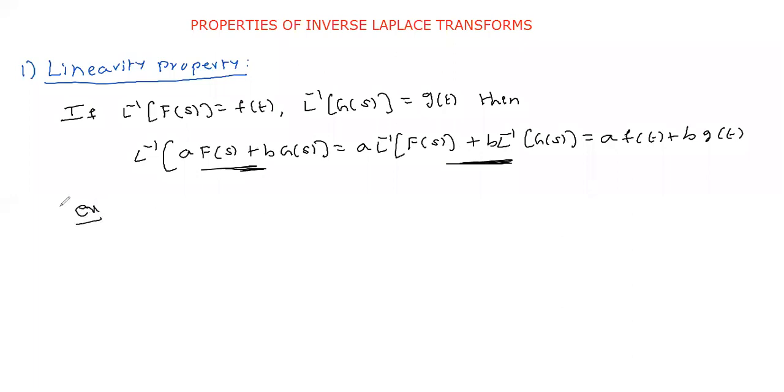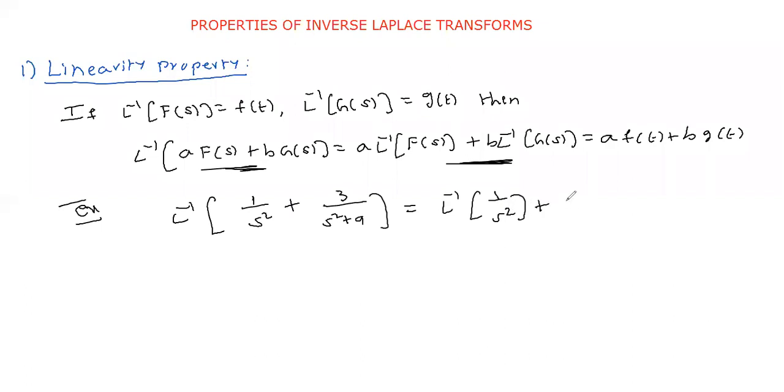For example, if I want to write L inverse of 1 by s square plus 3 by s square plus 9, how can I find out the L inverse of this? Just apply the linearity property. So L inverse of 1 by s square plus 3 times L inverse of 3 by s square plus 9. And look at your table of standard inverse transforms and tell me what is L inverse of 1 by s square?